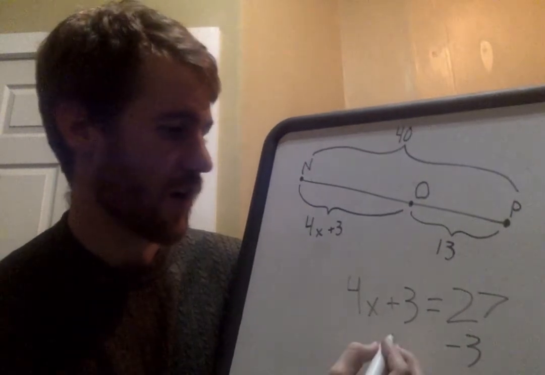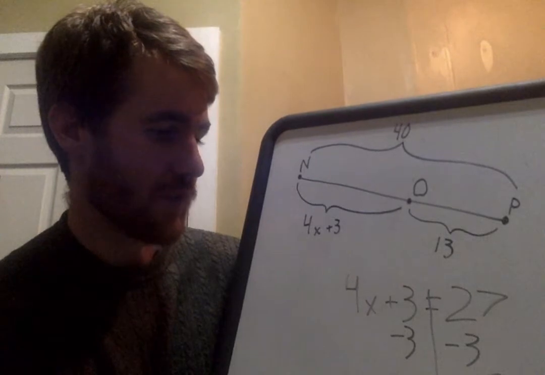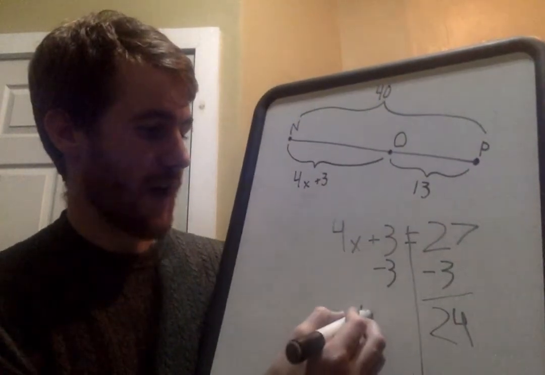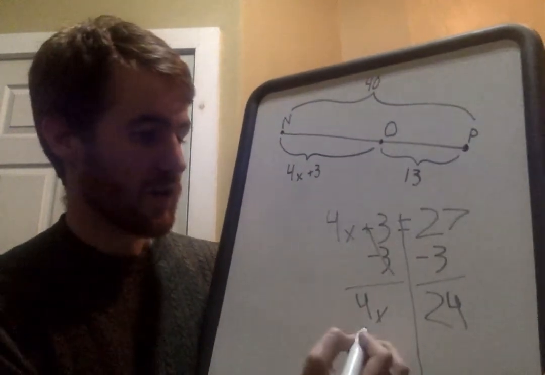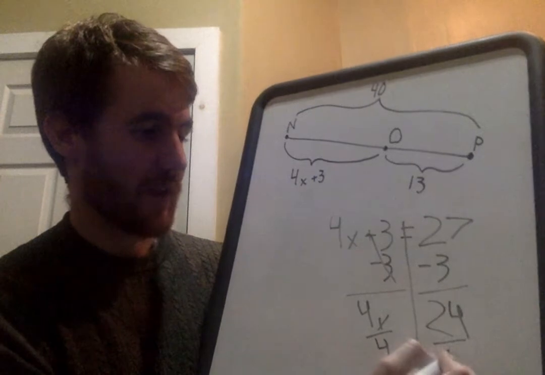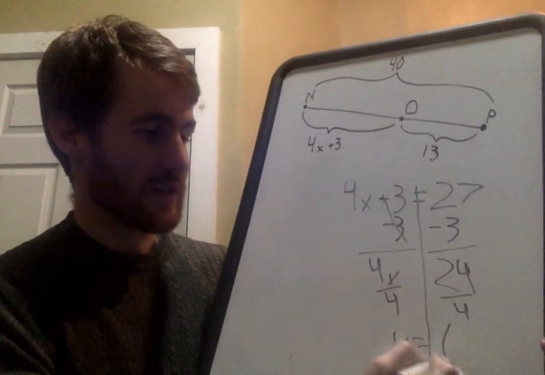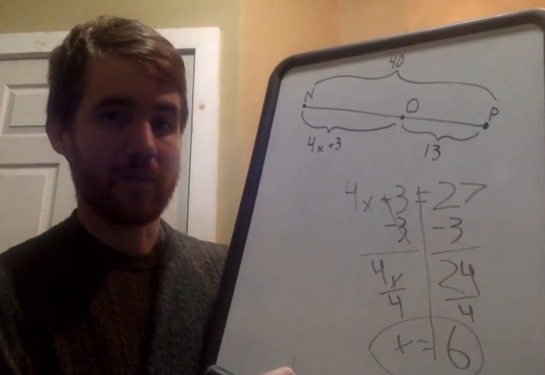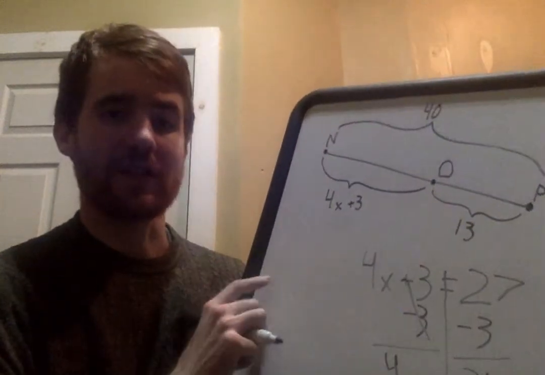Minus 3 on both sides. We're left with 24 over here. Oops, sorry. And 4x over here. Same as before, divide by 4, divide by 4, and we get x equals 6. Same exact answer as we got before. So you could do it either way, as long as you write an equation that represents the situation.